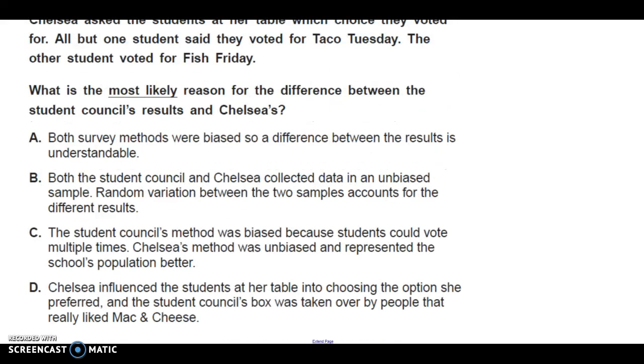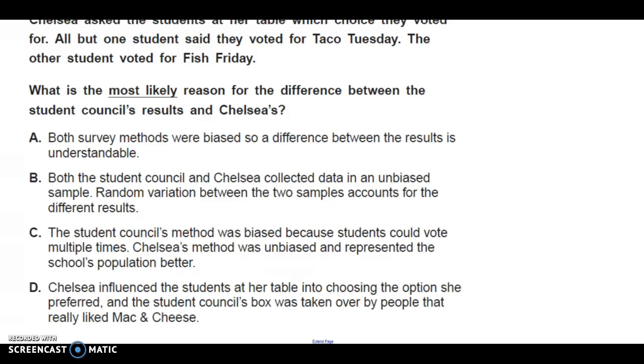So now it asks us, what is the most likely reason for the difference between the student council's results and Chelsea's? So basically, the overall results said that mac and cheese was the most liked, but then Chelsea went back to her table and they seemed to all vote for Taco Tuesday. So she's wondering why there's such a big difference. If you read through the selections here, Chelsea's table is not a good estimation of the entire population of the school. So that is definitely bias.